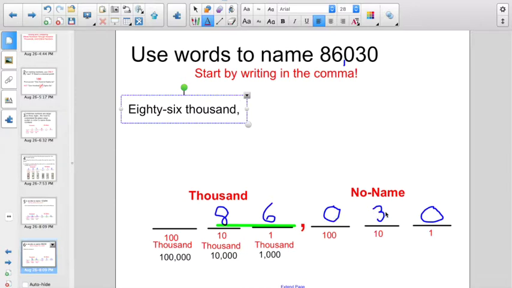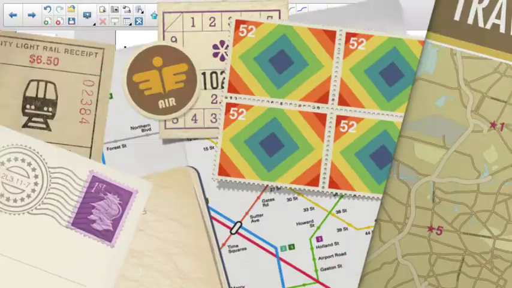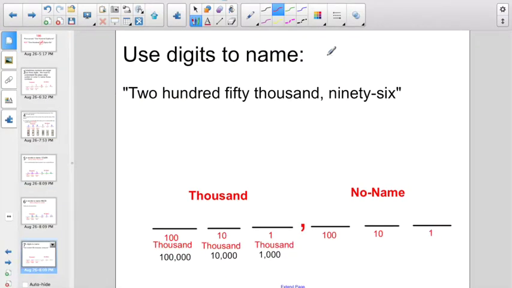I have 030. What's the name of the number? Well, that would just be 30, right? Because I don't have any hundreds. You would name it just 30. And do I have to say a group name? Nope, he is in the no-name group, so I'm just going to type in 30. So using words to name 86,030: 86,000, 30.